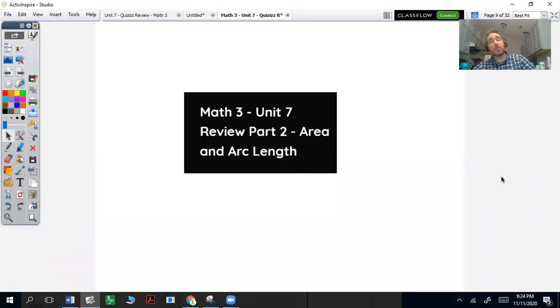All right, welcome to the second review. This is going to be going over area and arc length of a circle. Let's review the formulas. In a circle, the area of a circle is pi r squared.